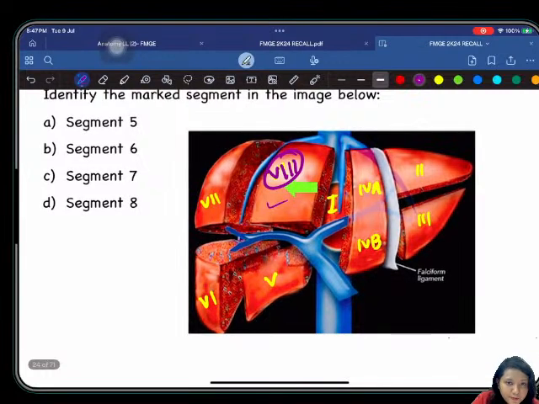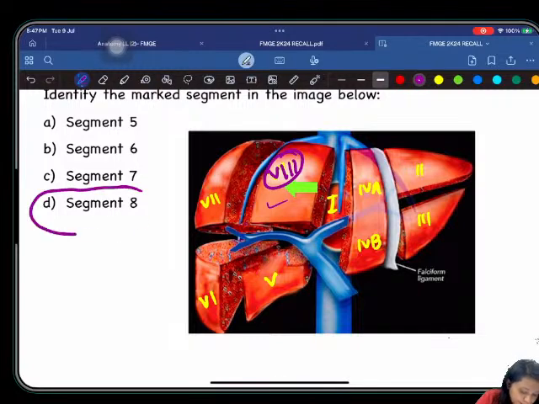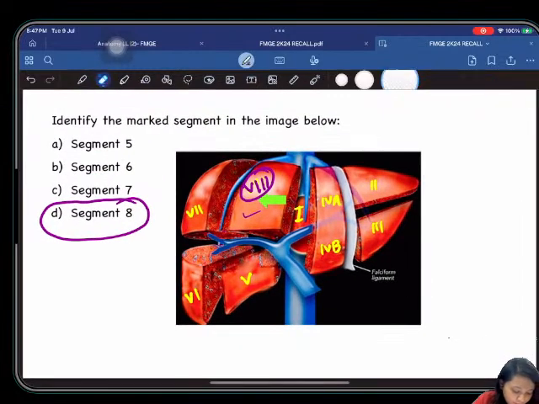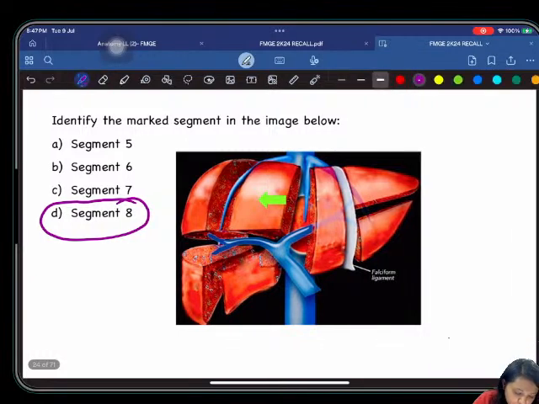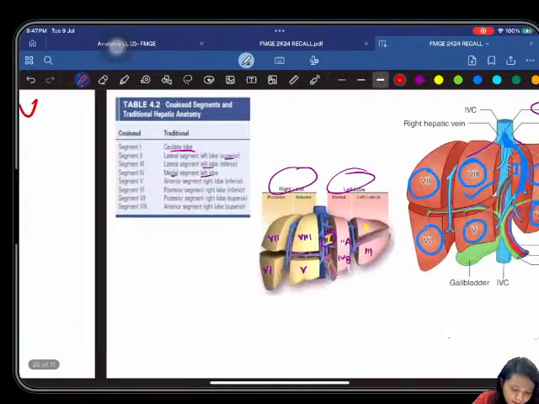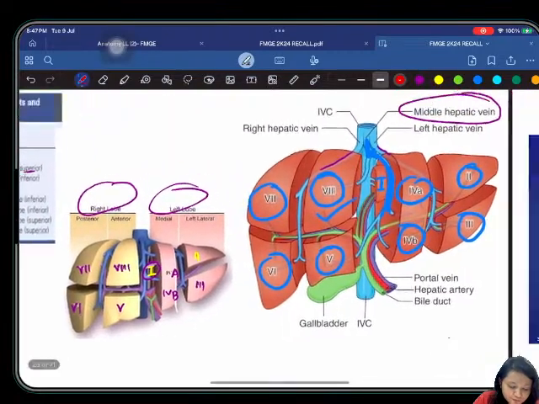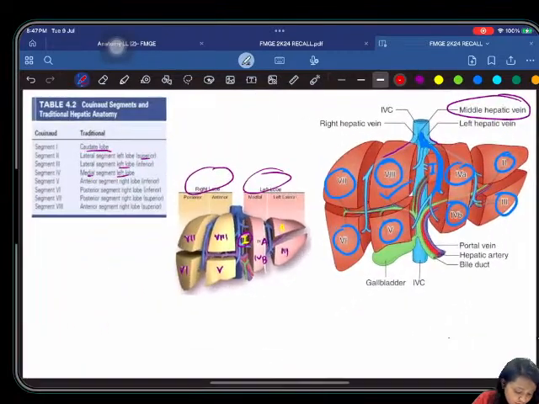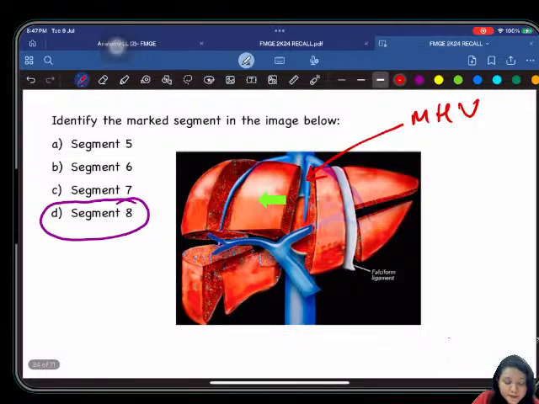So the answer will be segment 8. If next time they mention this vein, this will be your middle hepatic vein, which is dividing the entire liver into the right and the left hemiliver, as you can see here. So the answer here will be segment 8.